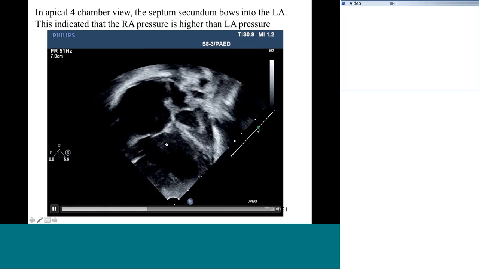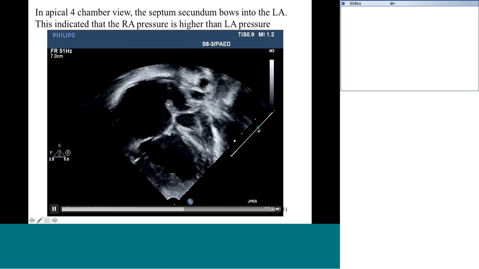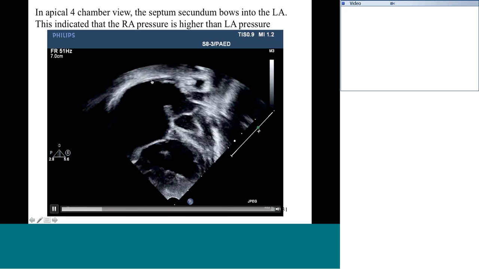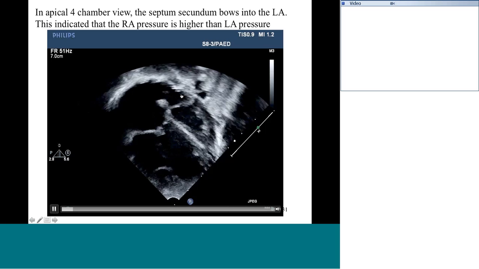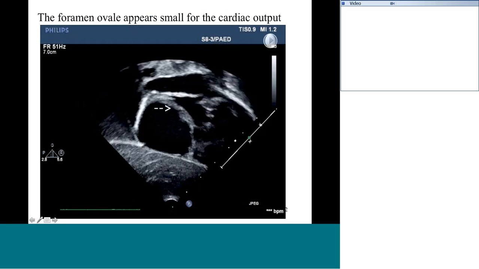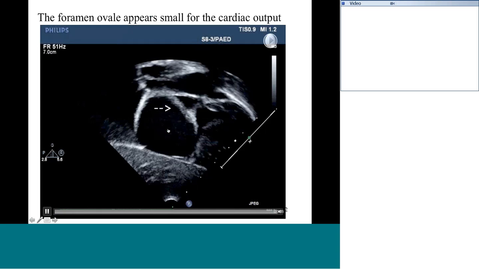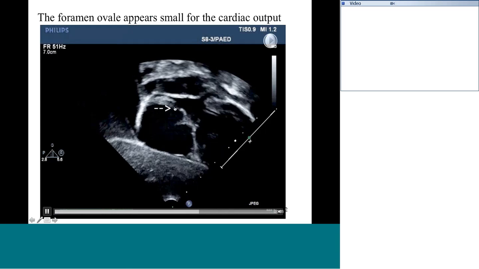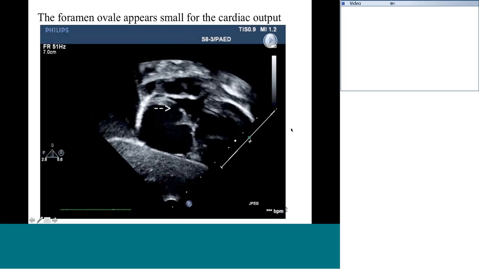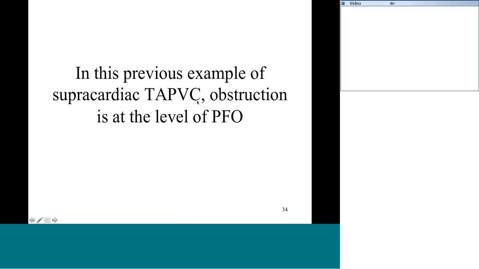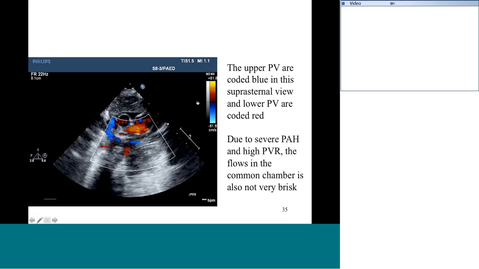This is the right atrium, right ventricle, left atrium, left ventricle. The interatrial septum is thoroughly bowing into the left atrium. What does this mean? That means the PFO is restricted. That means the right atrium is at a much higher pressure than the left atrium. So this is indirect evidence of the PFO being smaller. Then you go into the subcostal view, you will find that this is the right atrium, the left atrium, the interatrial septum, the septum secundum is bowing into the left atrium, indicating that it is quite small. So the obstruction can be at the level of the PFO. So there are a variety of reasons why there is obstruction at the level of the PFO.